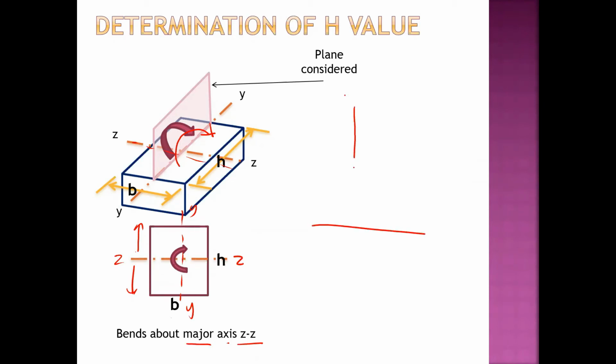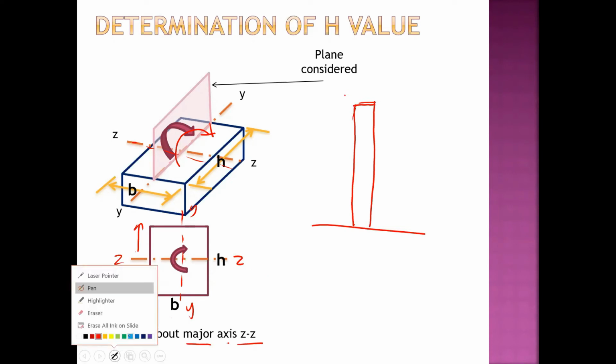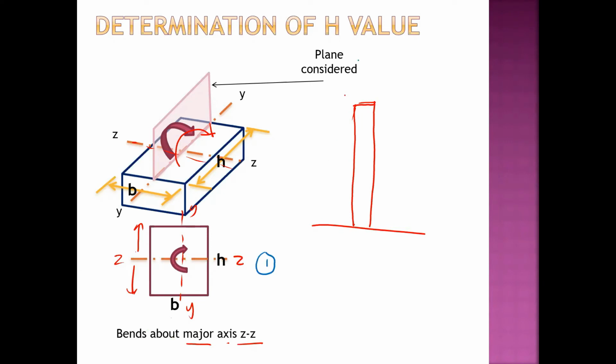This is the column. This is direction number 1, this is direction number 2, this is direction number 3, and this is direction number 4. Just imagine that we are looking from direction number 1. This is the plan view, and this is the side view, or elevation view.